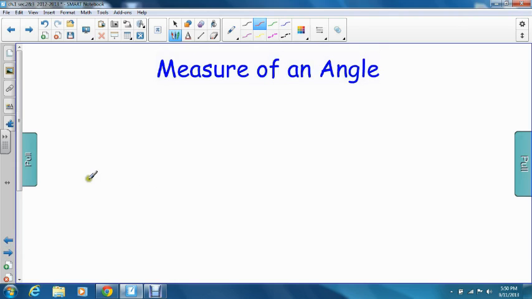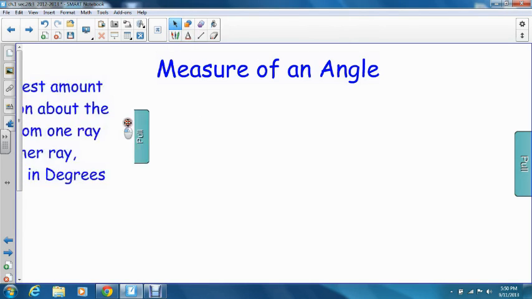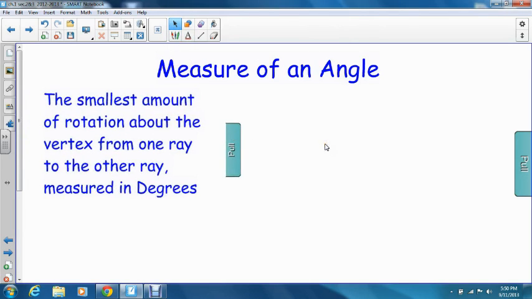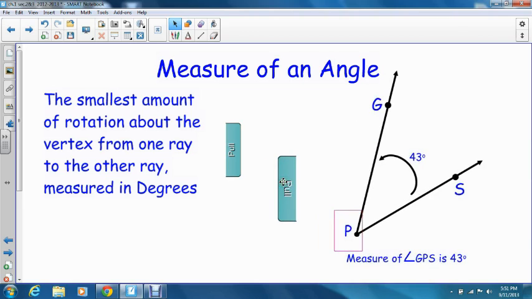Now we'll talk about what an angle measure actually is. Whenever we talk about the measure of an angle, it's the smallest amount of rotation about the vertex from one ray to the other ray. And we measure that in degrees. So for example, if we have this angle here, the shortest amount of rotation is from here to here. If I go around the outside this way, that's a lot longer. That's not the angle. The angle that we're actually looking at is this right here. Okay, and so this angle would measure 43 degrees.